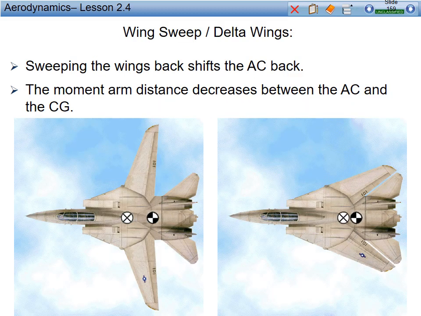Wing sweep allows the aerodynamic center to get closer to the center of gravity, overall decreasing the moment arm of the aerodynamic center on the center of gravity. Due to this decrease in moment arm, swept wings or delta wings are looked at as a positive contributor to longitudinal static stability.